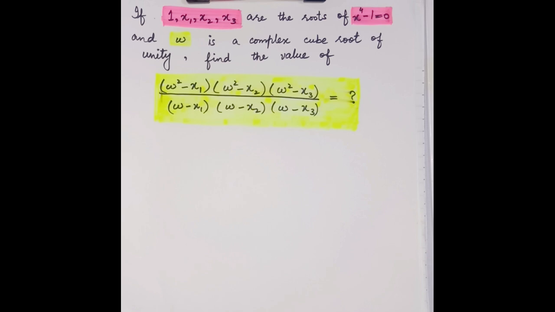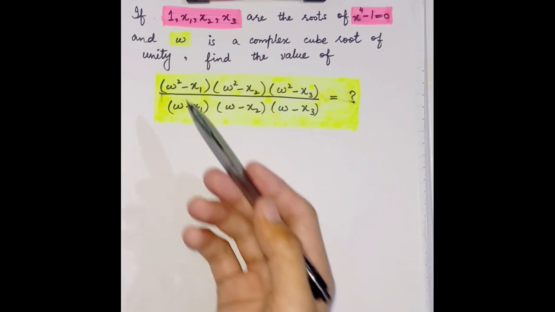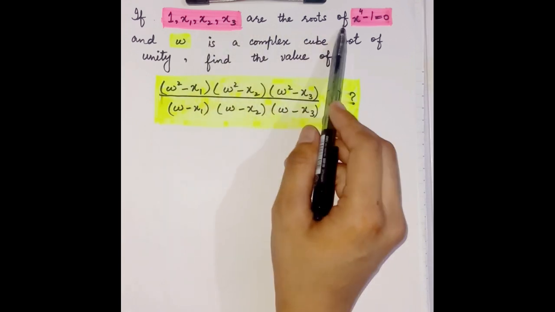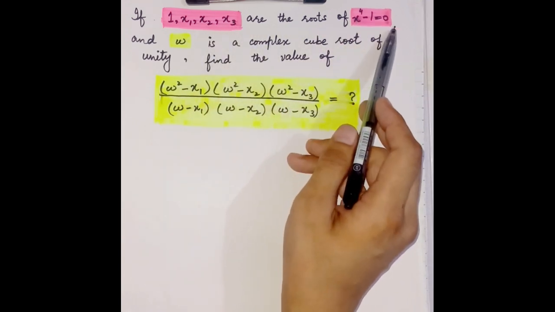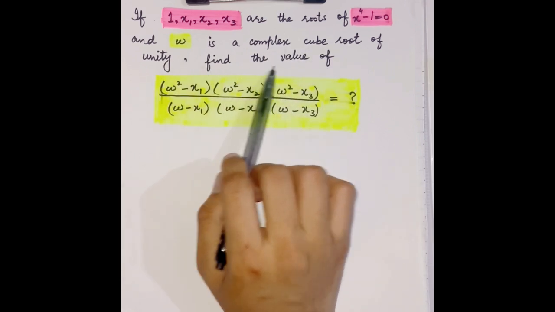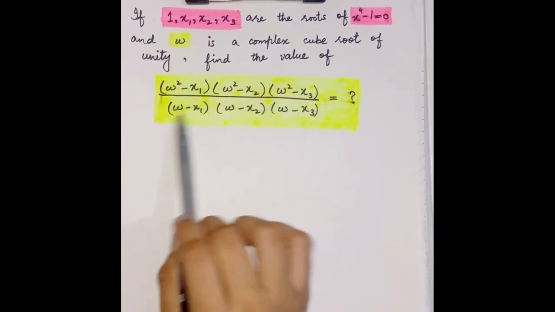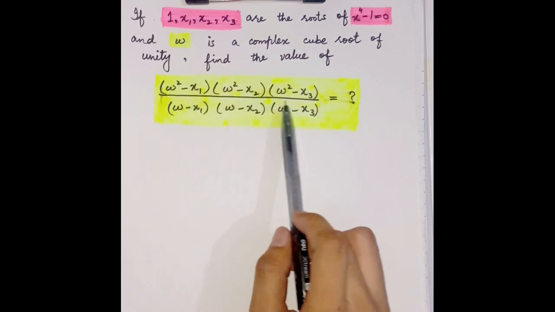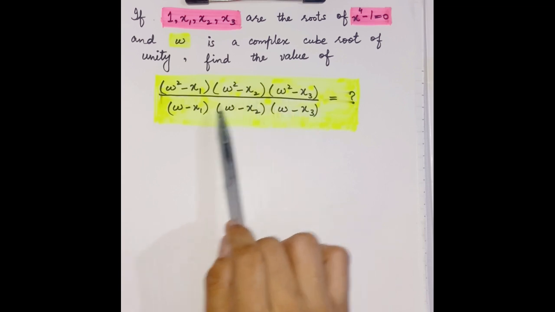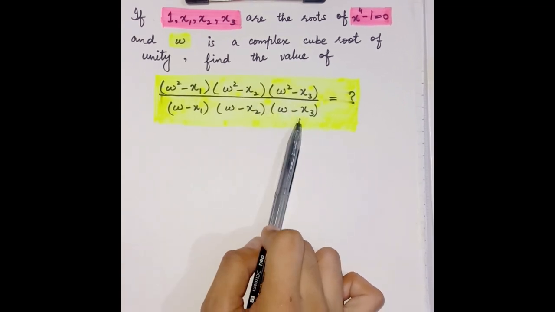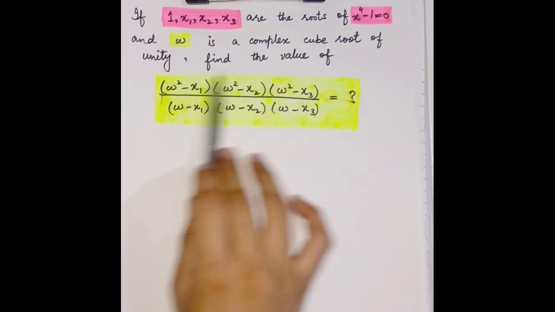Let's have a look at an Olympiad maths question. You can see a statement here. If 1, x1, x2, x3 are the roots of x^4 minus 1 equals 0 and omega is a complex cube root of unity, find the value of this term: (omega square minus x1)(omega square minus x2)(omega square minus x3) divided by (omega minus x1)(omega minus x2)(omega minus x3). So you need to find out this term.